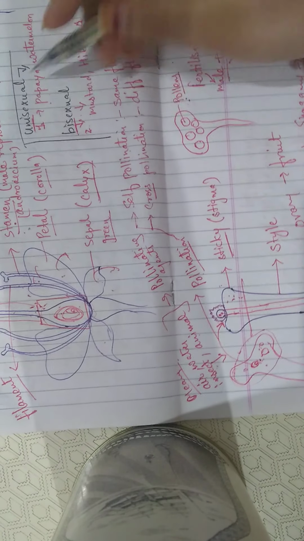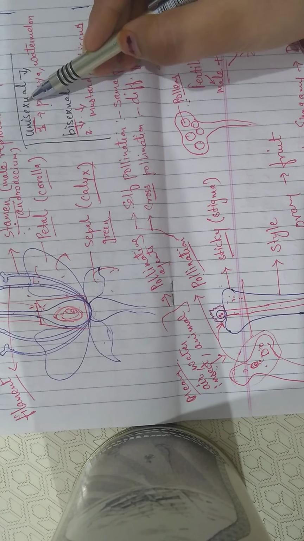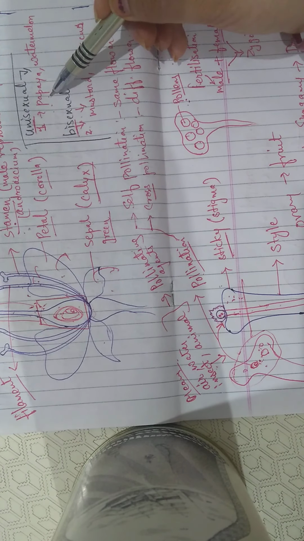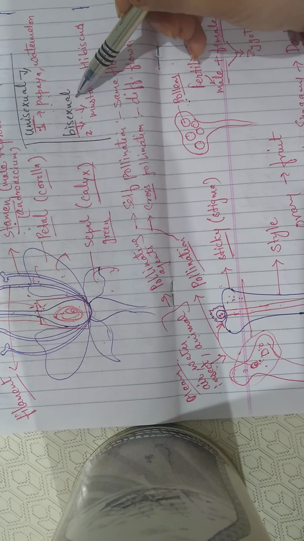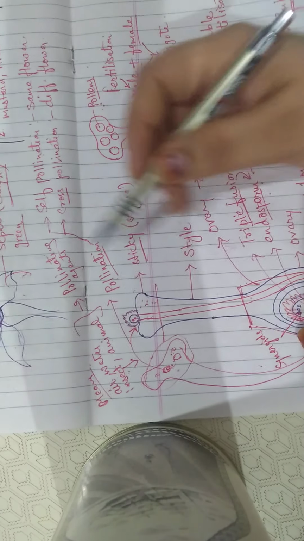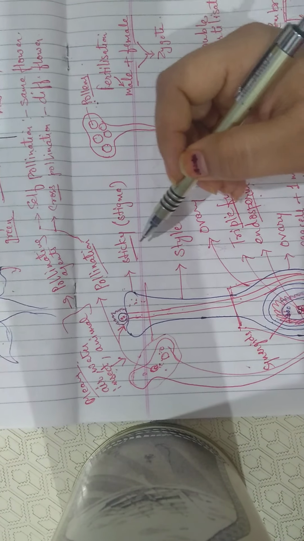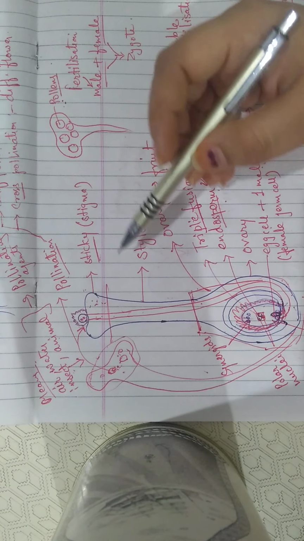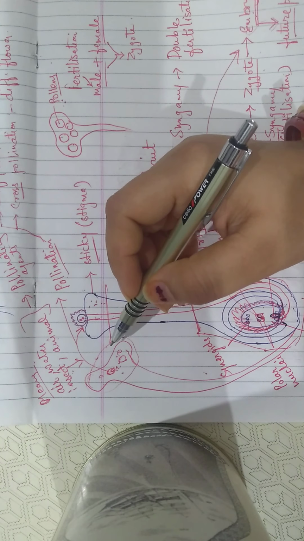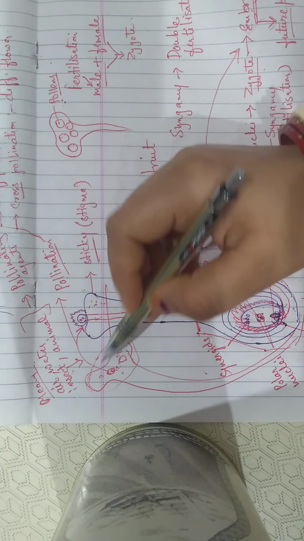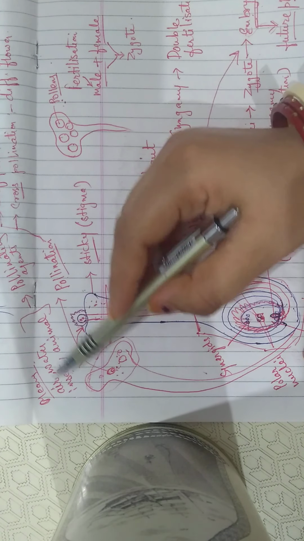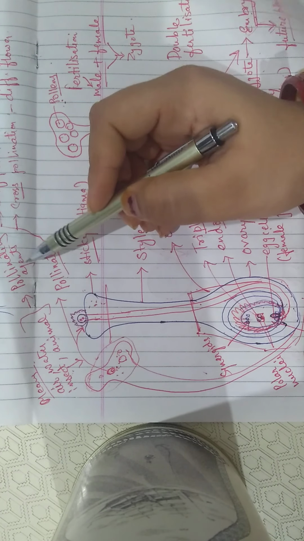Then unisexual and bisexual flowers. A unisexual flower is one having only one kind of reproductive part, either the male reproductive part or the female reproductive part. A bisexual flower is one having both kinds of reproductive parts. Then the process of fertilization in a flower. How does fertilization take place in the flower? You know, the stamen is the male reproductive part. In the anther, pollen grains are there, which are transferred to the stigma by means of air, water, insects or animals, which are known as pollinating agents.